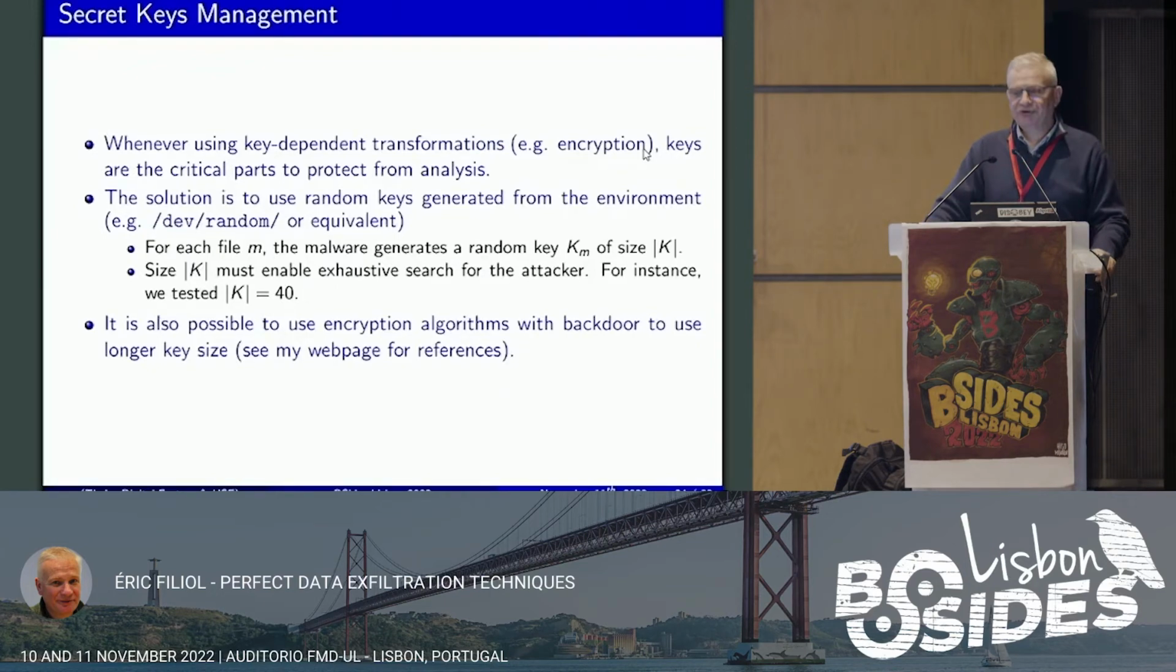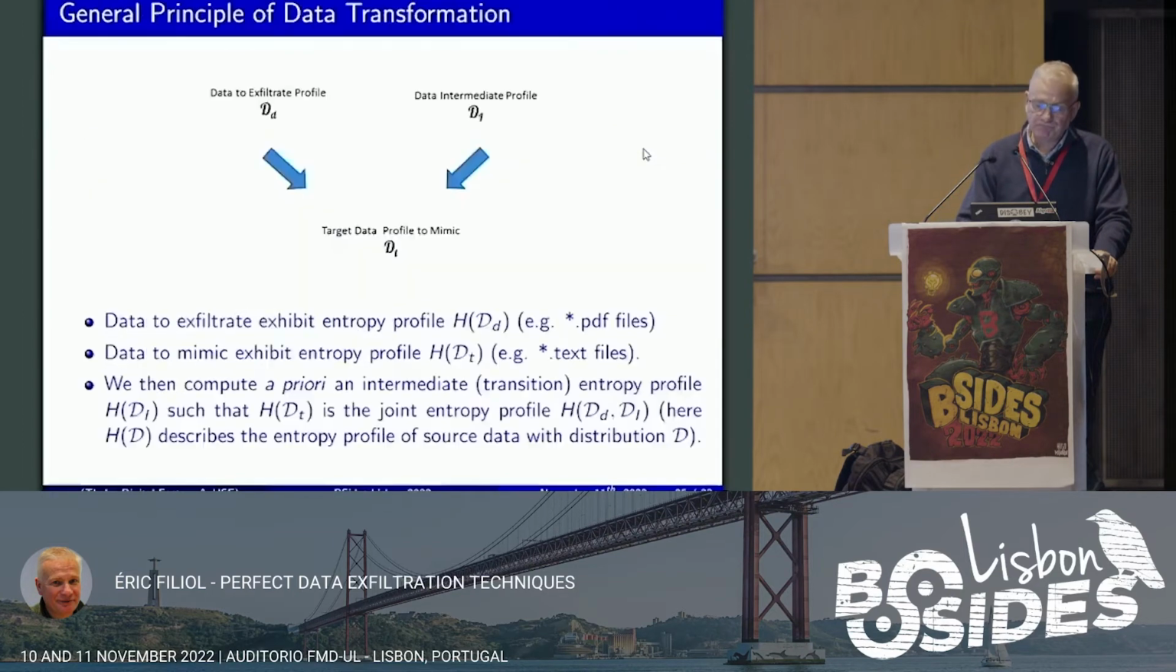Of course, if you want to do something more sophisticated, you will use, for example, an encryption algorithm with a backdoor. You are the only one to know its existence. So there are plenty of different variants for the encryption part. Or transformation part, because here we do not do encryption. Once again, we are mimicking a statistical profile.